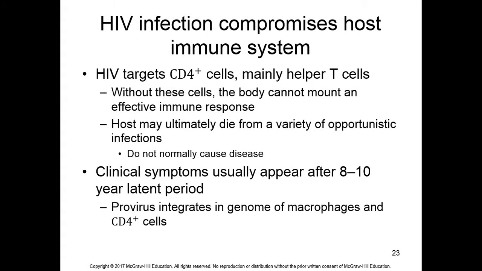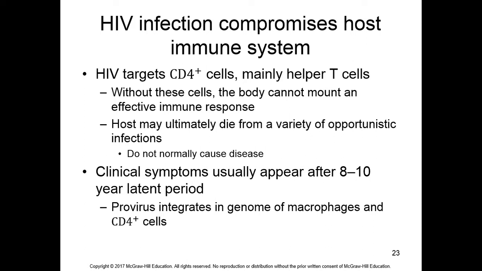Okay, so what we were discussing is now part two of this lecture continuation: HIV infection compromises the host immune system. So basically, what are the target sites where this HIV virus can attach, where can it grow? What are those specific cells? These HIV viruses target CD4 cells, mainly helper T cells.